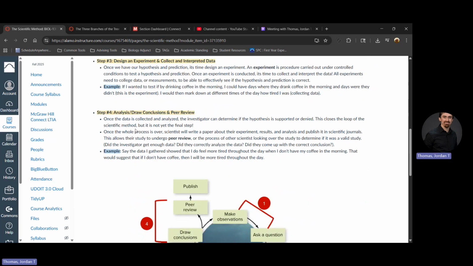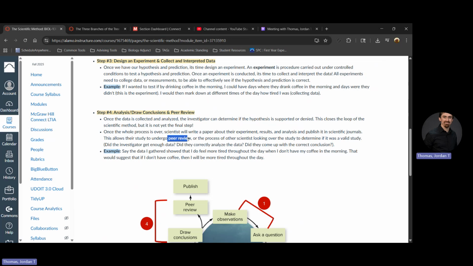Once that analysis is over, though, then scientists will commonly write a paper out about the experiments, the results, and the analysis. And they publish it in what's called scientific journals. Some of you may have heard of some of these scientific journals. A big one within biology is called Nature. This is where scientists will write out their whole experiment, their results, their analysis, their findings, publish it so other scientists can read it.